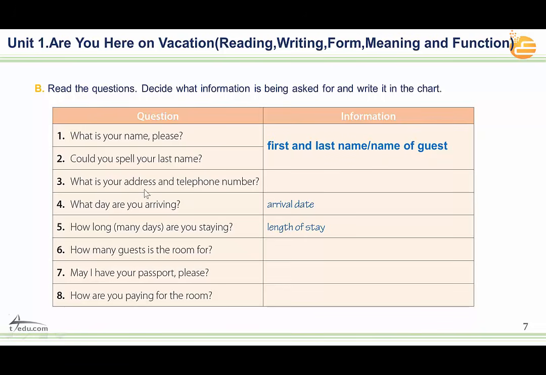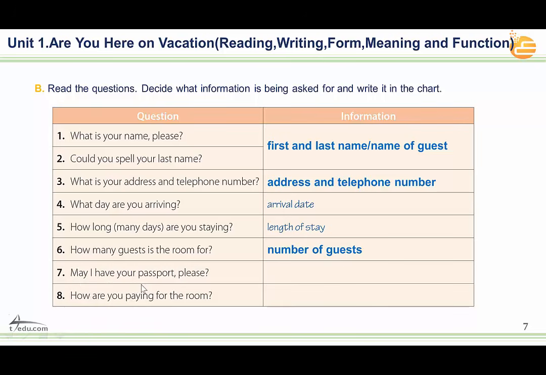Number 3, what is your address and telephone number? He's looking for what? What is the information that he's looking for? Address and telephone number. Excellent. We have finished with number 4, 5. Let's go to 6. How many guests is the room for? He's looking for number of guests.